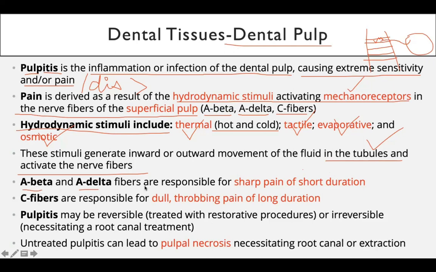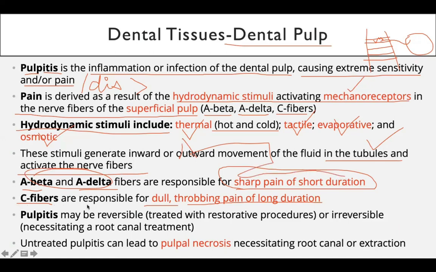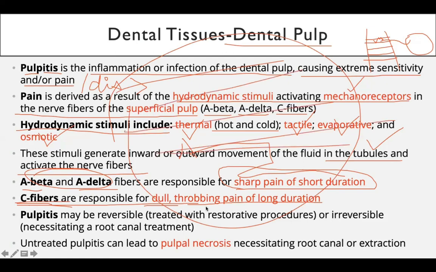Alpha beta and alpha delta fibers are responsible for sharp pain of short duration. The sharp pain of short duration is by alpha beta and alpha delta, whereas C fibers cause dull, throbbing pain of long duration. So alpha beta and alpha delta are in the start. So A, B, C, D will cause sharp pain of short duration, but C fibers, C is a sea of water, is big, is long, right? So it causes dull throbbing pain of long duration.